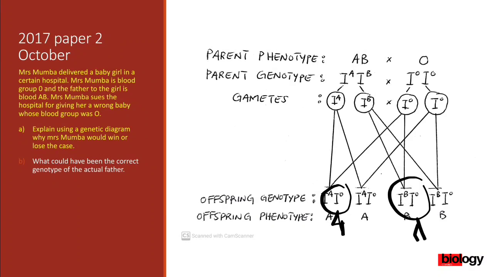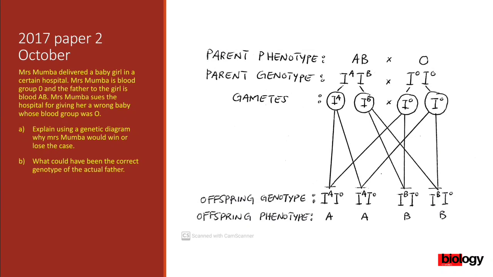It is only going to be shown or expressed in the phenotype if it is alone, like in this case, O. They are both alleles for O. That's when it will be expressed to say, oh, this is blood group O. Otherwise, Mrs. Mumba would win the case. Now, our final question. What could have been the correct genotype of the actual father? It's either the father was blood group A, or blood group B, or blood group O.